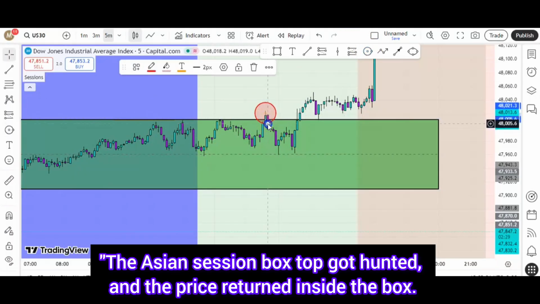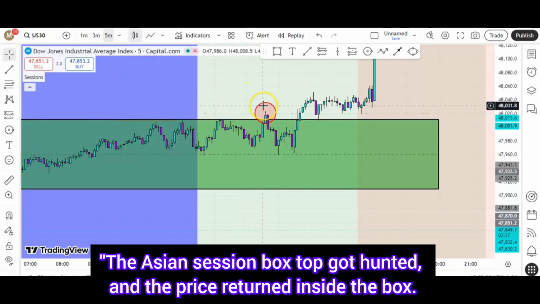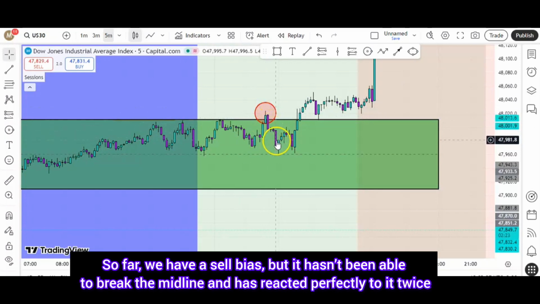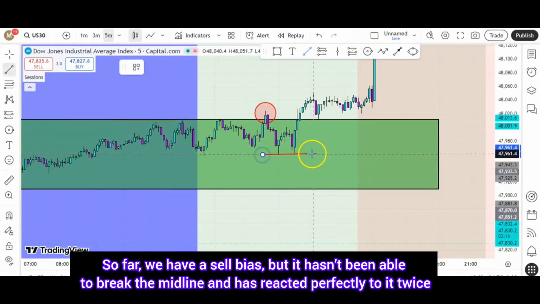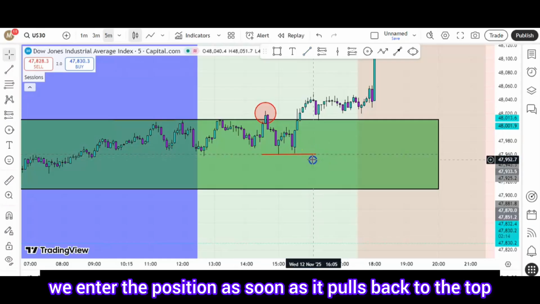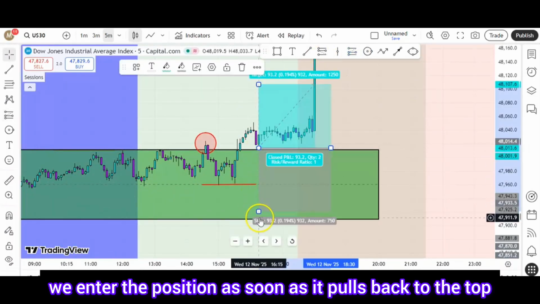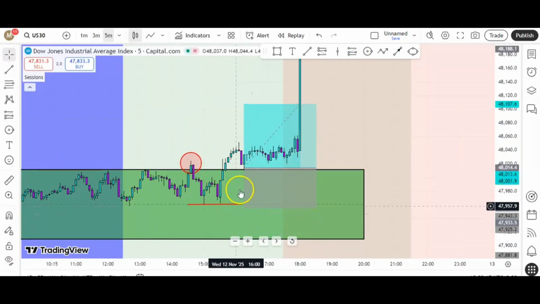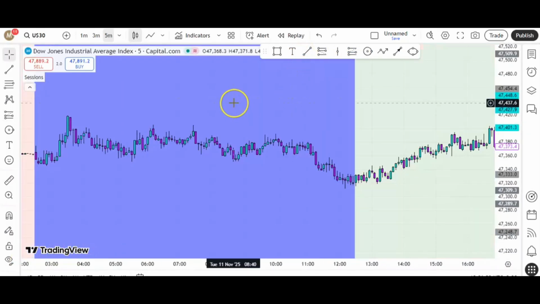The Asia session box top got hunted and the price returned inside the box. So far we have a sell bias, but it hasn't been able to break the midline and has reacted perfectly to it twice. We enter the position as soon as it pulls back to the top. We draw the Asia box.